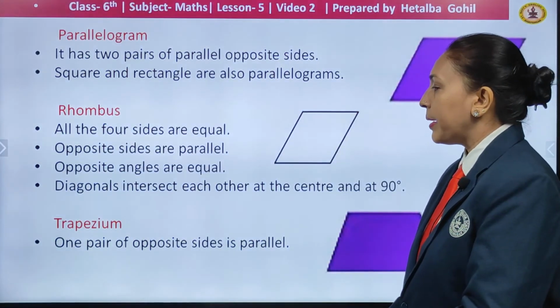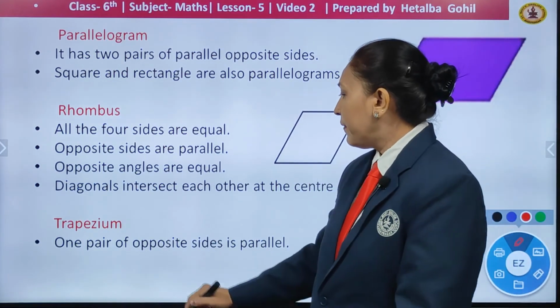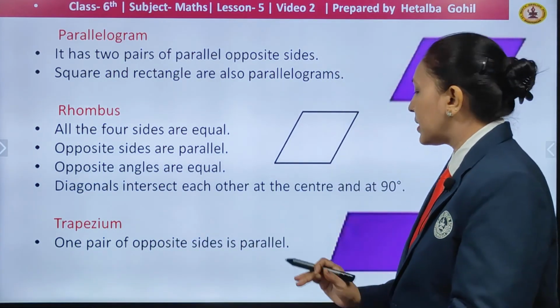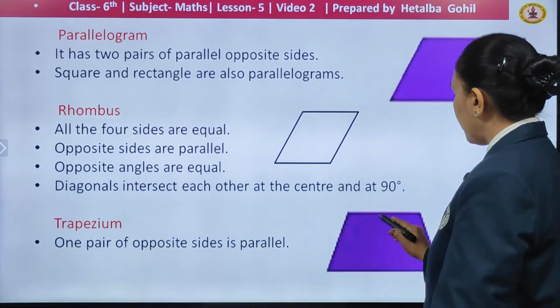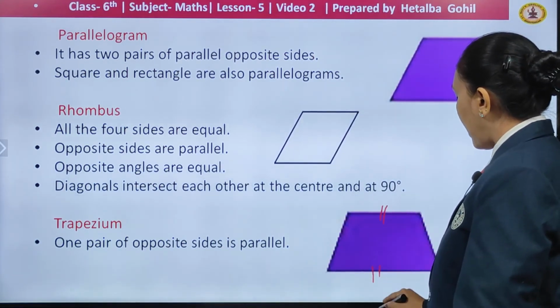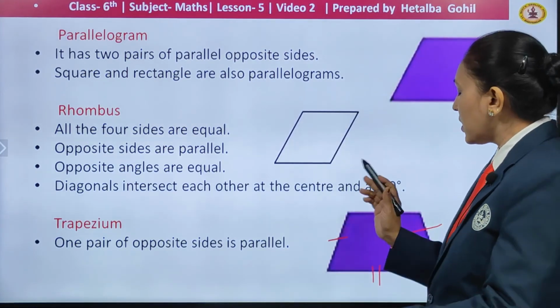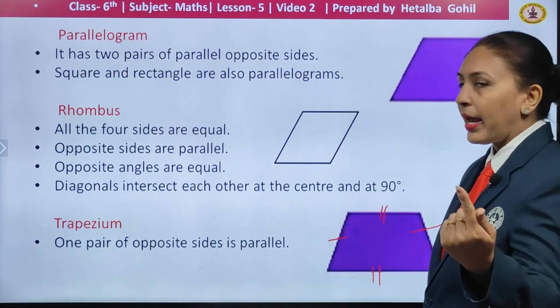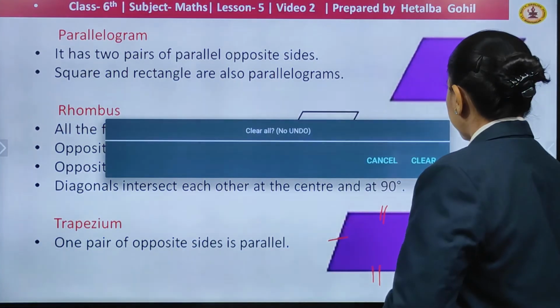Next you have the trapezium. A trapezium is also a quadrilateral which has one pair of opposite sides parallel. You can see here the figure of the trapezium. Here only this side is parallel whereas these sides are not parallel. Such a quadrilateral wherein only one pair of sides is parallel, we call a trapezium.